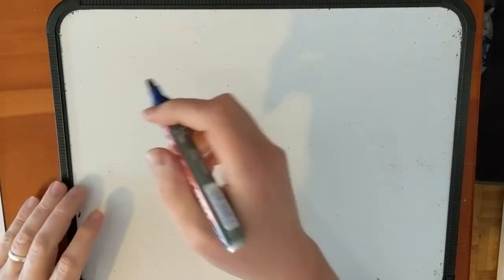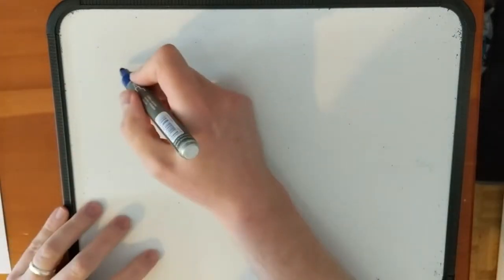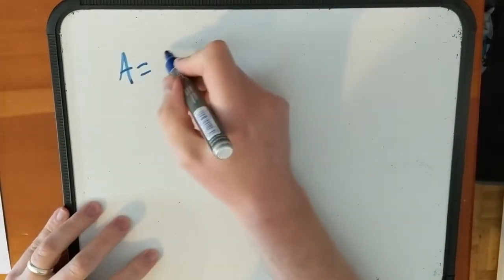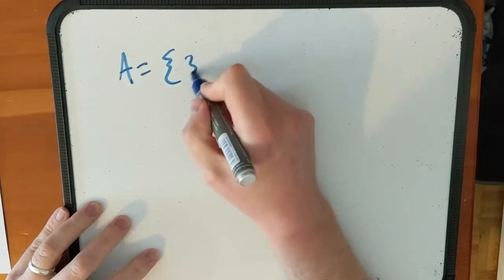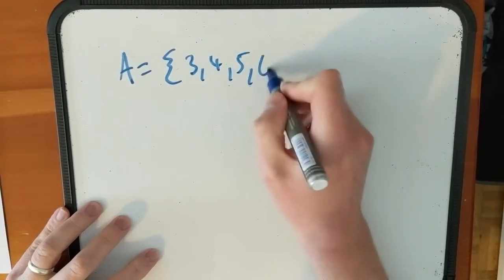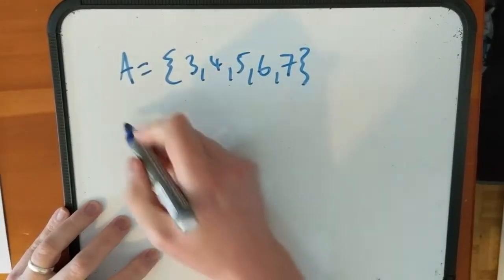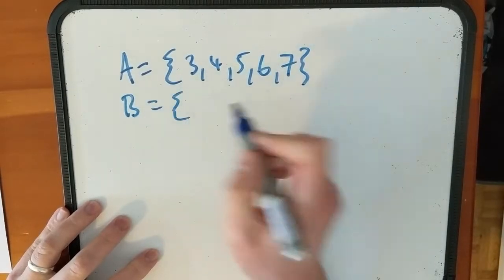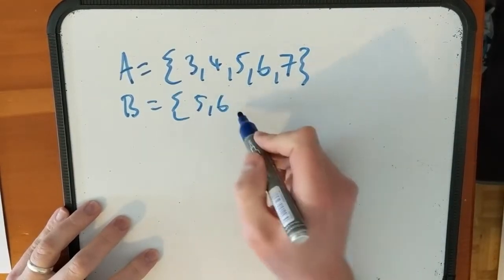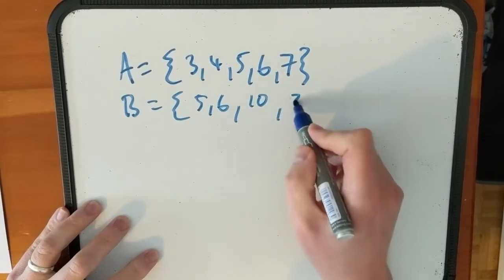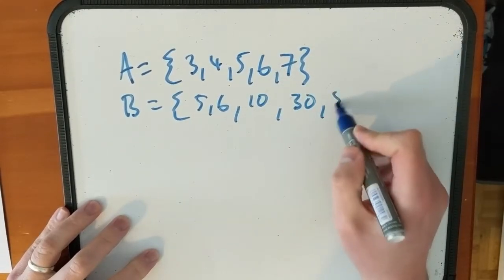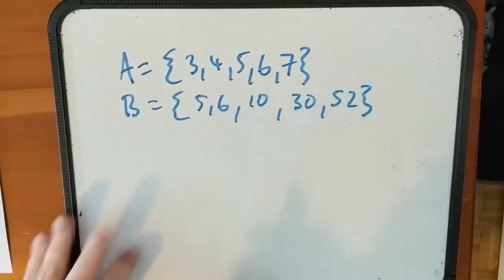Okay, more set theory now. Set theory, so far we've talked about lots of different symbols. Let's just go through a few of the symbols again, just before we talk about Venn diagrams. So you can have sets of things. You could have a set A, and that could be the numbers, I don't know, 3, 4, 5, 6, 7. You can have a set B, which is, let's say it's 5, 6, 10, 30, and 52, right?